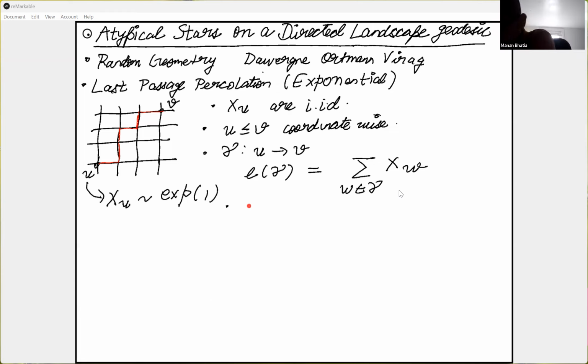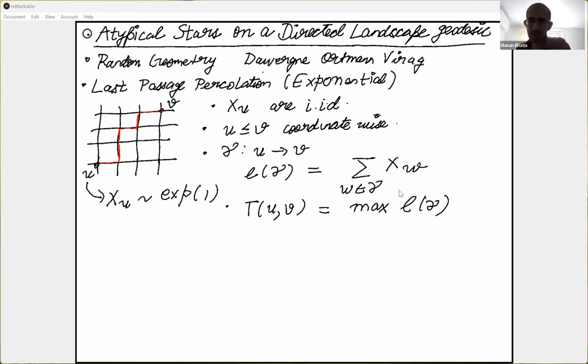And now I want to define the distances. Here it's traditional to call the distances passage times, and I define the passage time from U to V to be the largest such length. Usually when you think of distances, you take the minimum such length, but here we do the largest because these are last passage percolation models, so it's traditional to do the largest one. That tradition has stuck on. Then you can define the geodesic, say capital gamma from U to V. It's the path attaining this length.